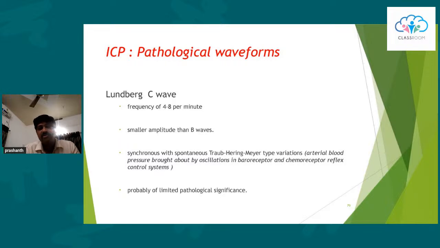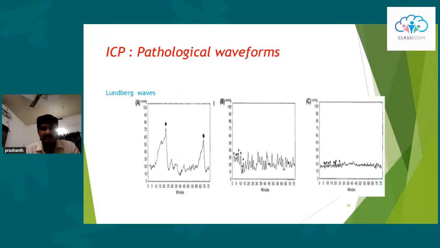The third wave is called the Lundberg C wave, which is of doubtful pathological significance. It may just represent the normal changes in the arterial tone, which you see with the Traube-Hering-Mayer type of variation. That is the arterial blood pressure variation with baroreceptor and chemoreceptor based mechanisms.